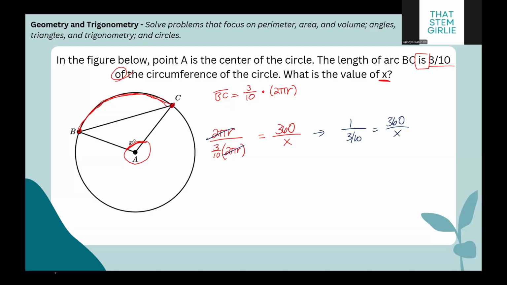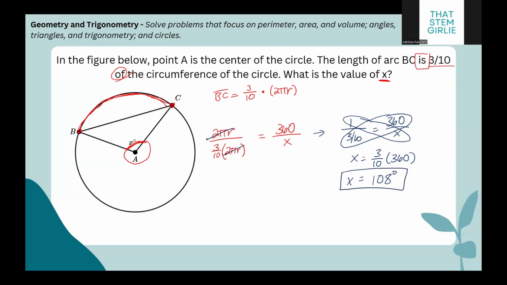Okay. When you do the cross multiplication, you end up with x equals 3/10 times 360, which is going to be 3 times 36, which is 108. So x is going to be 108 degrees.